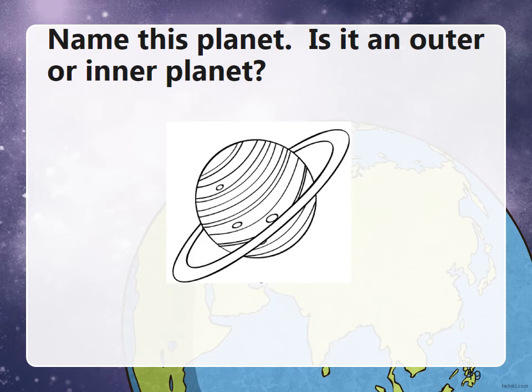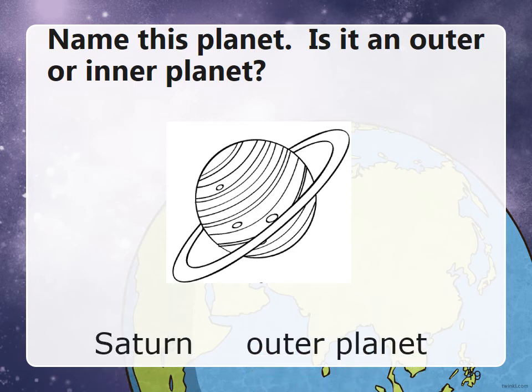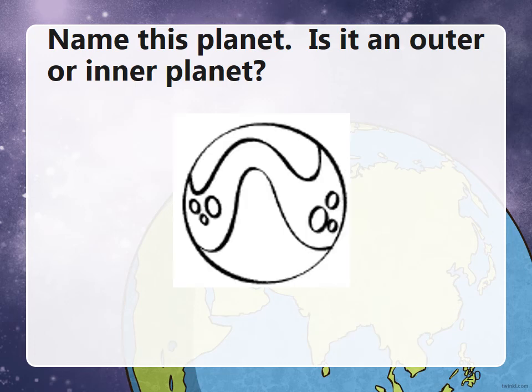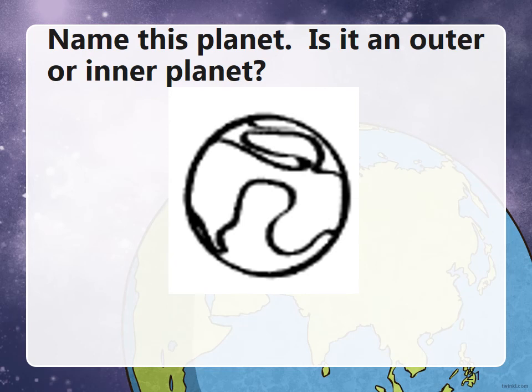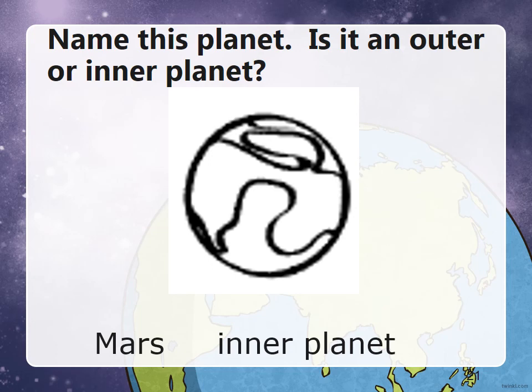Let's look at this one. Okay, that's right, it is Saturn, and it is an outer planet. What about this one? It is Venus, and it is an inner planet. What about this one? It is Mars, and Mars is an inner planet.